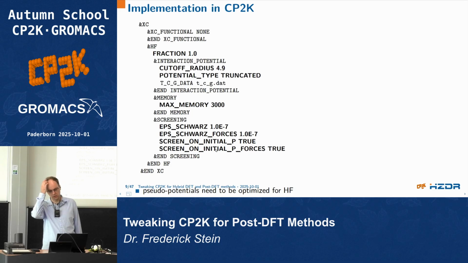CP2K also has the option to incorporate the density matrix for even more screening, but this has to be turned on actively, as if you do not start from a preconverged wave function, this will probably give you wrong results.